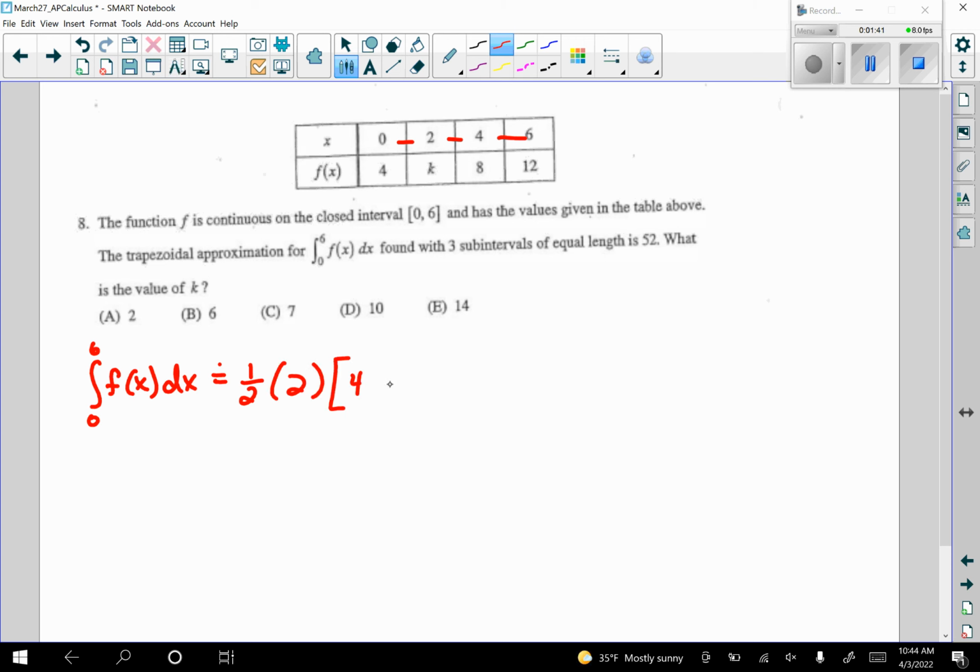So we'll just have 52 is equal to, this will just become a 1. So we'll just have 4 plus 16 plus 12. So that'll give us 32 plus 2k. That'll give us 20 is equal to 2k, and k is equal to 10.